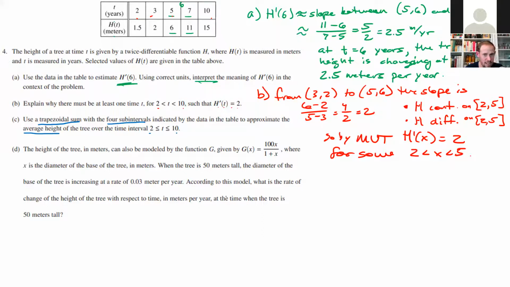So the average value is basically what it's asking us to find. All right, so remember, average value is 1 over b minus a. So 1 over 10 minus 2, then it's going to be the integral from 2 to 10 of whatever the function is, h of t dt.